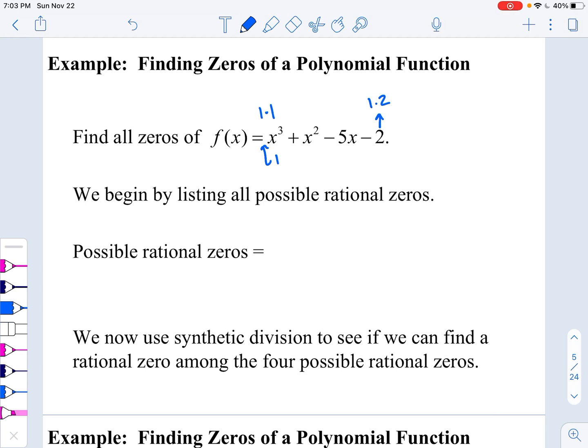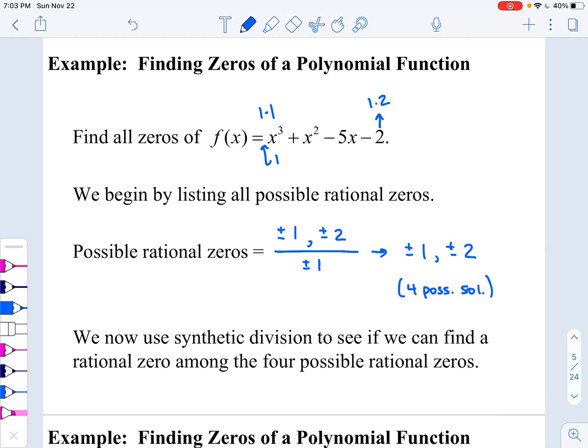So remember, we're going to take all of our constant value factors divided by our leading coefficients, so our P over Q's. That means we're going to have a plus or minus 1 or a plus or minus 2 over, on the bottom, all I have is 1. I have 1 possibility for that leading coefficient. That means I really have that plus or minus 1 or a plus or minus 2. This is only 4 possible solutions. So this one's not bad. The 12 possible solutions could end up being a lot of work if you don't find a solution right away.